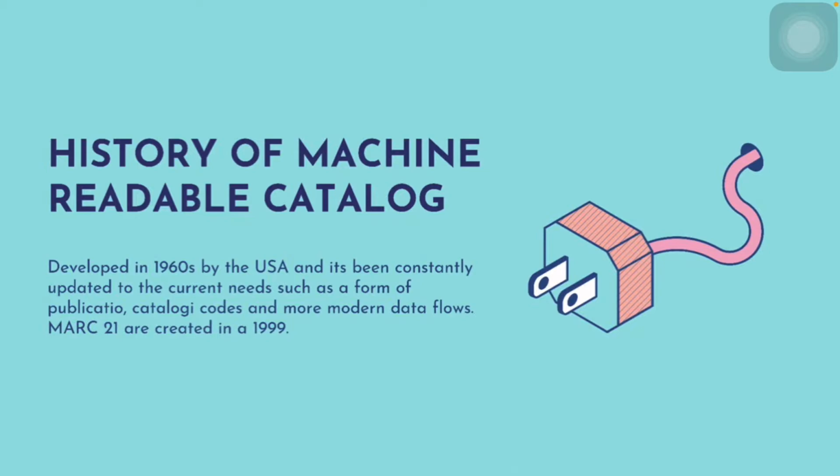Several versions of MARC are in use around the world, the most predominant being MARC 21, created in 1999 as a result of the harmonization of the US and Canadian MARC formats and UNIMARC, widely used in Europe. The MARC 21 family of standards now includes formats for authority records, holding records, classification schedules, and community information, in addition to the format for bibliographic records.